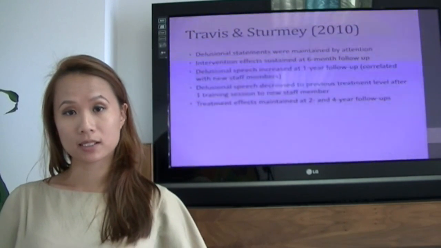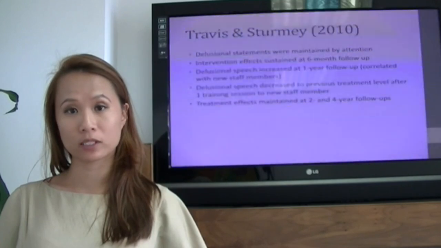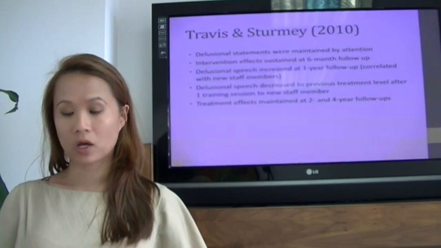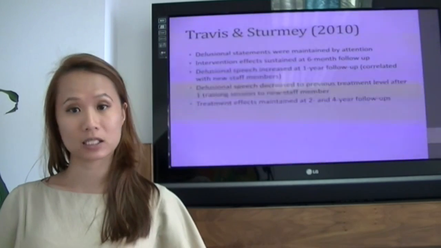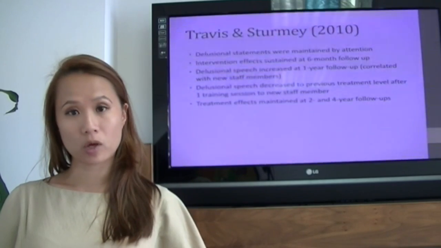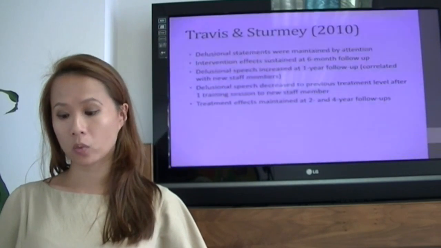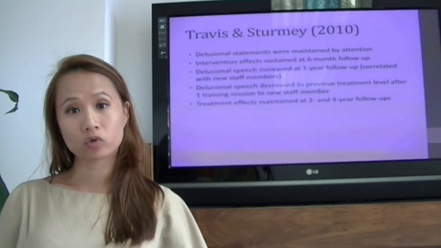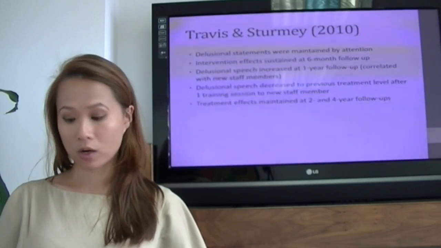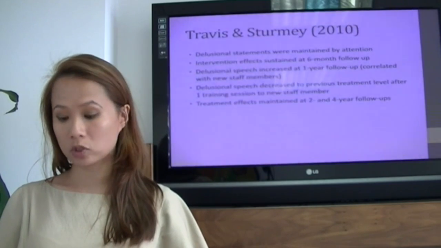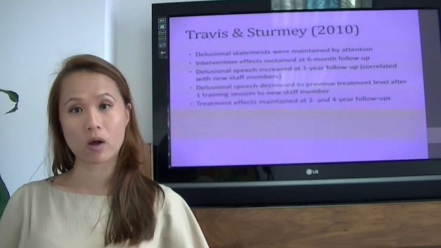The results of this study showed that delusional statements for this patient were maintained by attention, and the intervention effect was able to sustain at the 6-month follow-up. However, delusional speech went up at the 1-year follow-up, and it correlated with the presence of a new staff member. But after one training session with that new staff member, the delusional speech went down to the previous treatment level, and the effect was maintained at the 2-year and 4-year follow-ups.